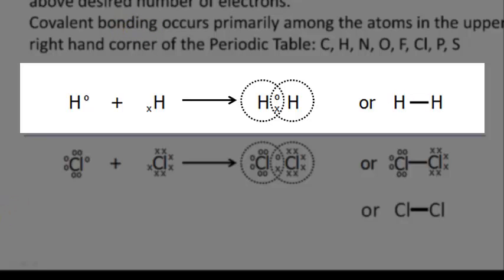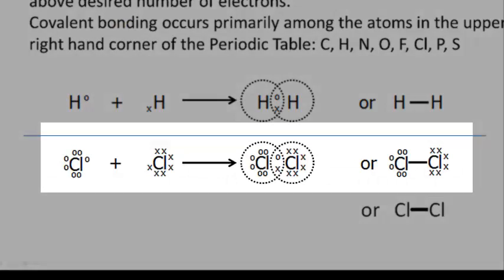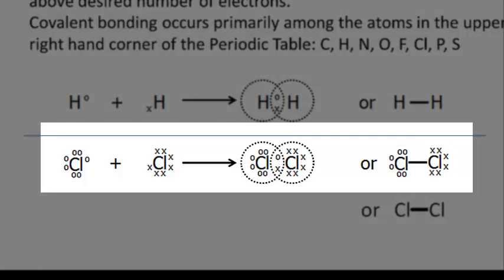The second example is 2 chlorine atoms. The first chlorine I've represented to have 7 electrons. Remember, chlorine has 17 electrons, but 7 in its outer shell. Instead of having 8, it only has 7 in its outer shell. Then I've also shown a second chlorine with X's for the electrons, showing that it has 7 electrons in its outer shell. So individually, the chlorine atoms have not satisfied this octet rule. They don't have 8 in the outer shell.